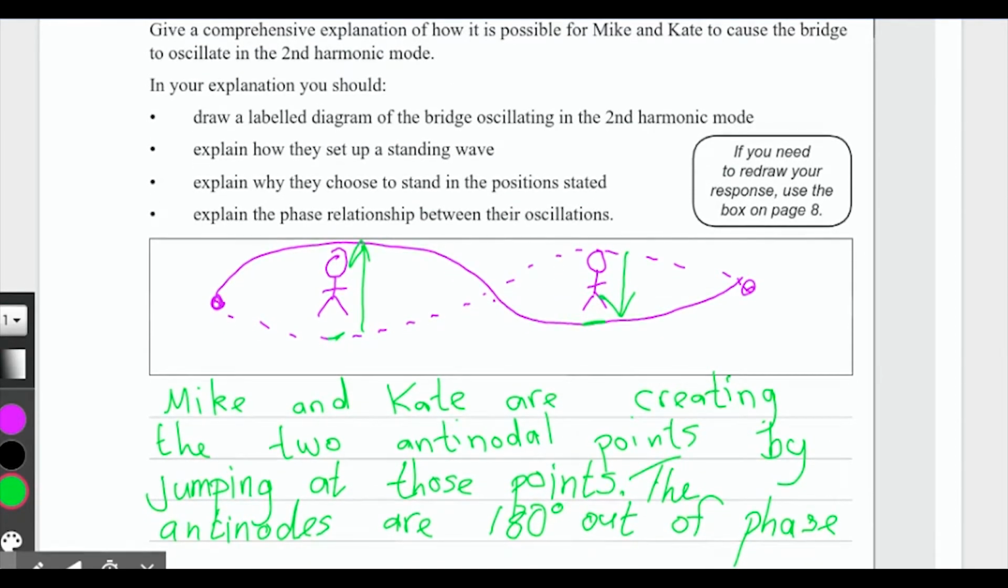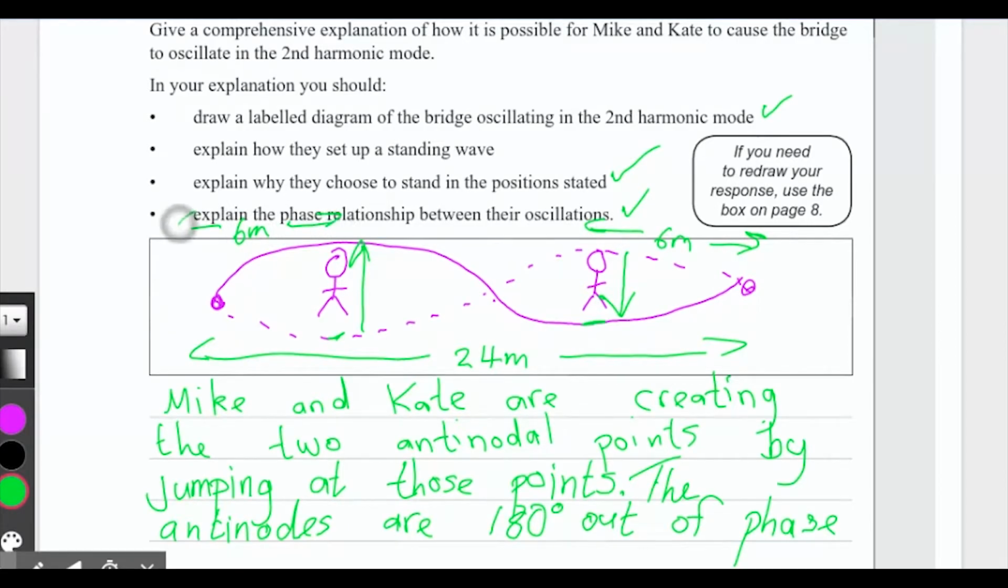So we've got their phase relationship between their oscillations. Yep, drawn the labeled diagram. We've explained their positions. They are antinodal positions, which makes sense if we have a total distance of 24 meters. We have our 6 meters from the ends, which means that we'll, of course, have our 12 in the middle. So everything's adding up and everything's accounted for.